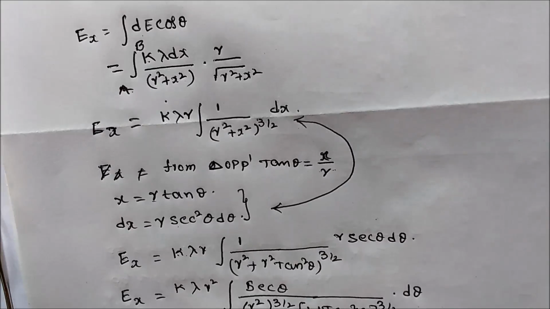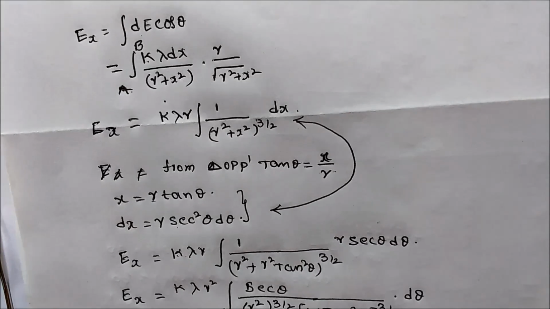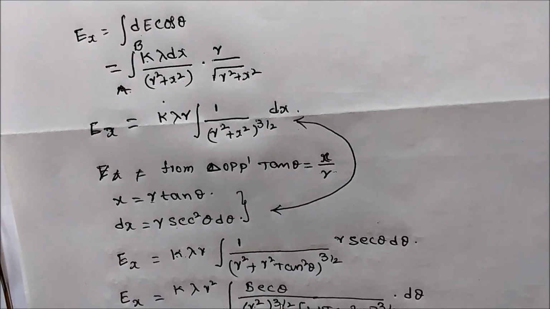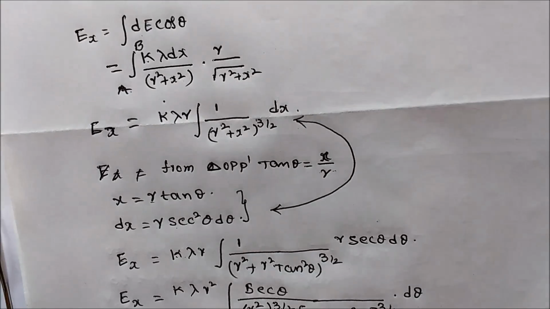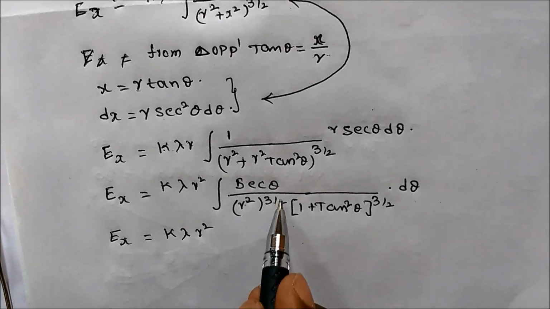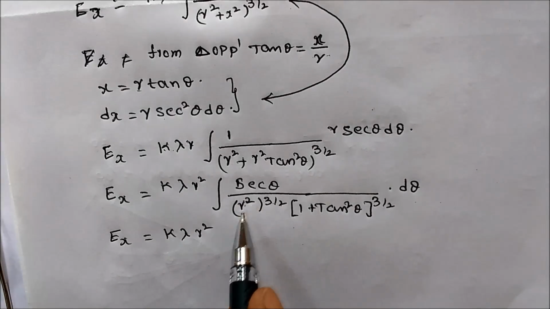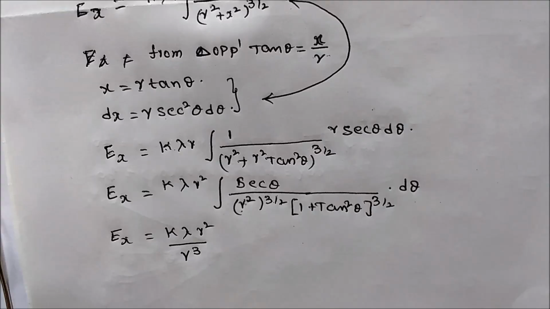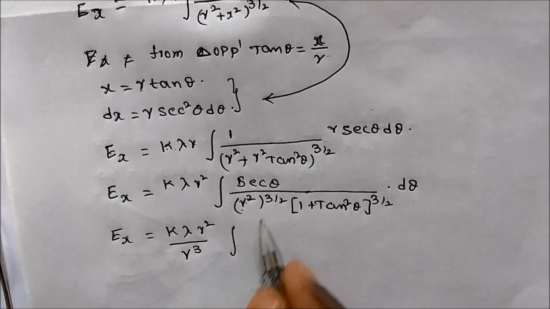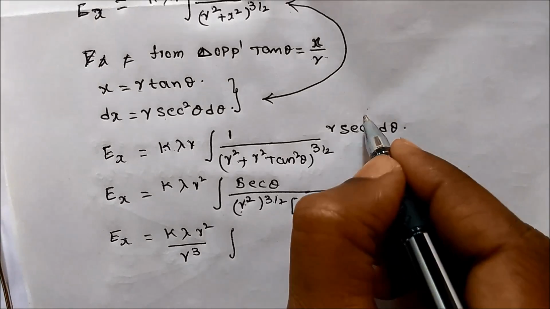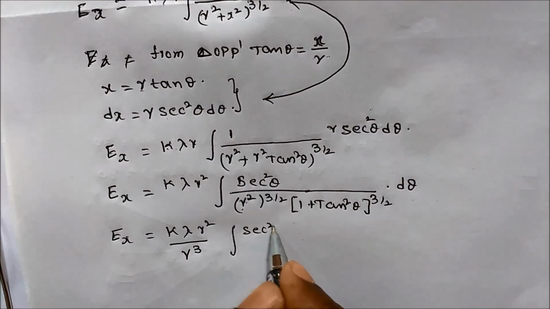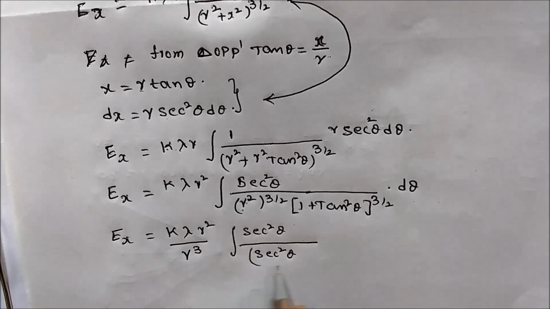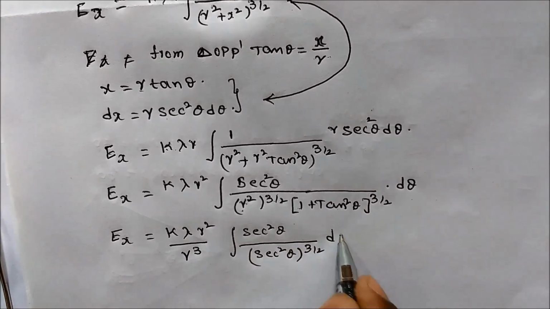Now we are calculating that Ex is equal to k lambda r square. Here (r square) power 3 by 2 is there, and these two 2s get canceled each other. What remains, sir? r cube. That is a constant, so I am taking it outside of the integration. Integral of secant square theta divided by 1 plus tan square theta, which is secant square theta, power 3 by 2, into d theta.